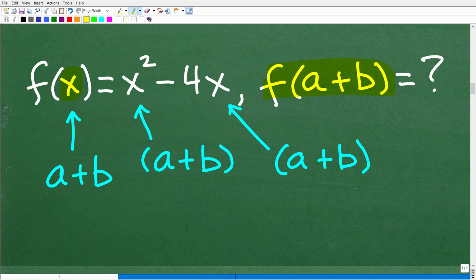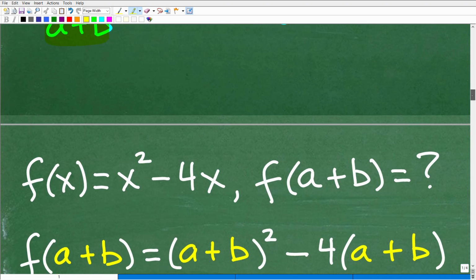So if I want to find f of a plus b, well, my input value for this function is a plus b. It's whatever is inside these parentheses. So I'm going to replace this x with an a plus b. So that means this x with parentheses, I'm going to replace it with an a plus b. This x here, I'll replace it with an a plus b. And now I'm going to have to do the respective algebra. So let's go ahead and take a look at what that looks like.